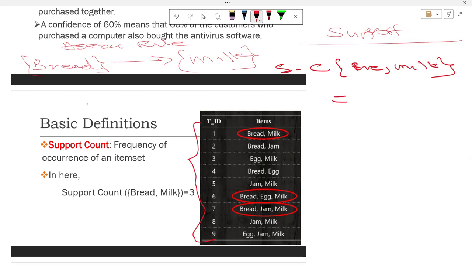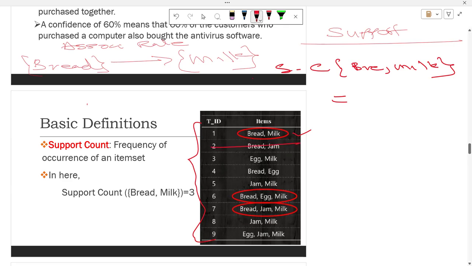Among the 9 customers, how many purchase bread and milk? Maybe they purchase some other products as well together with bread and milk, but if their transaction also includes milk and bread, we need to count it. If you look at the first transaction, they purchase bread and milk, so this is one. Here only bread is there, the milk is not there, so we cannot take this one.